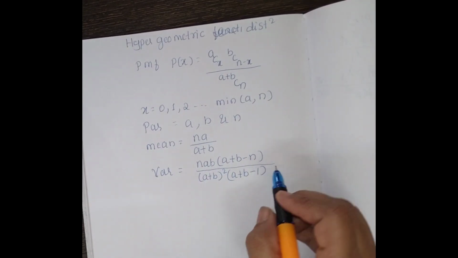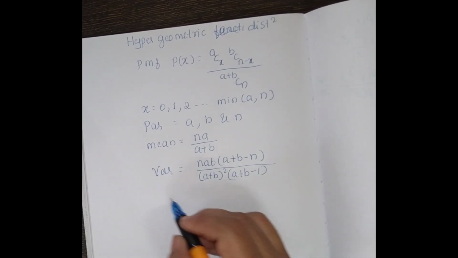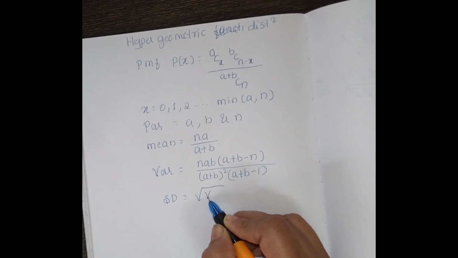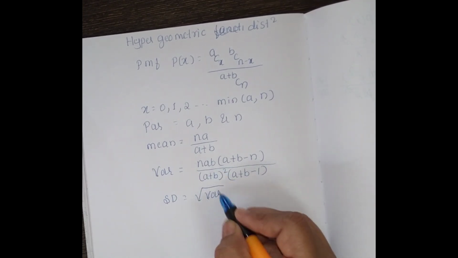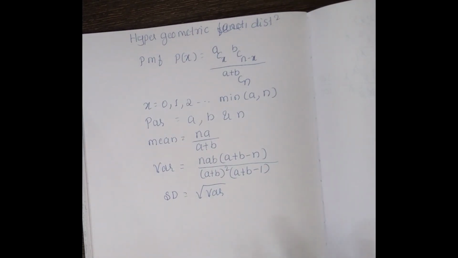This is the variance of the hypergeometric distribution, and standard deviation is equal to the square root of variance. You have to write this only. Usually they ask a 5 marks question only, but also 2 marks questions and 1 mark questions are there. That's why you must and should do it. They may ask any question.